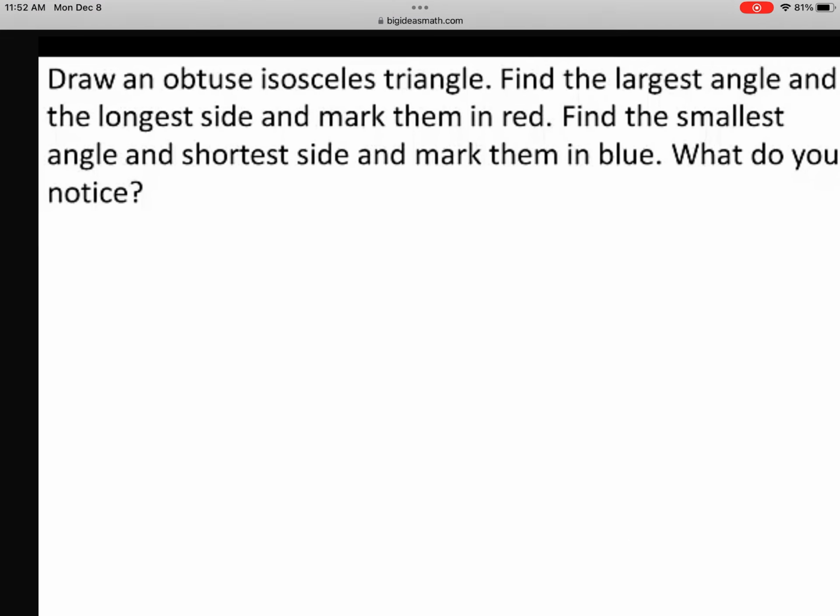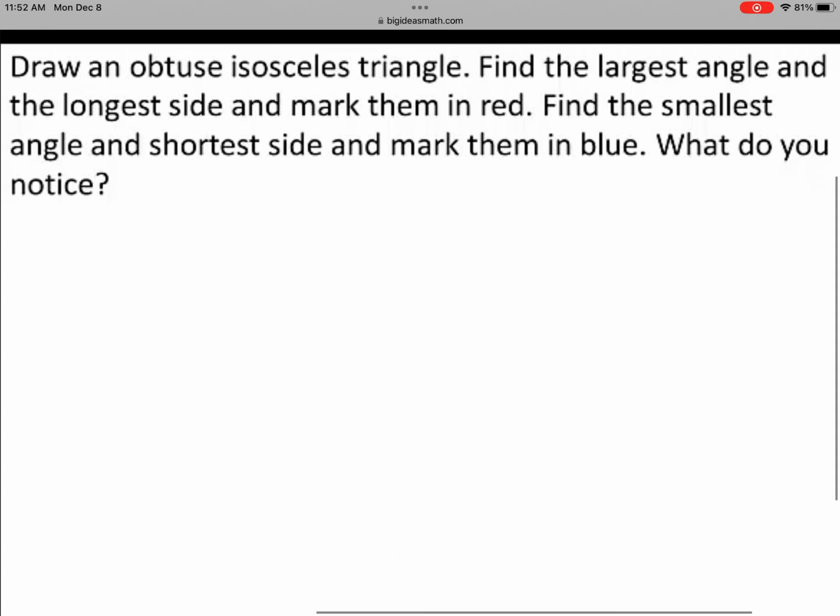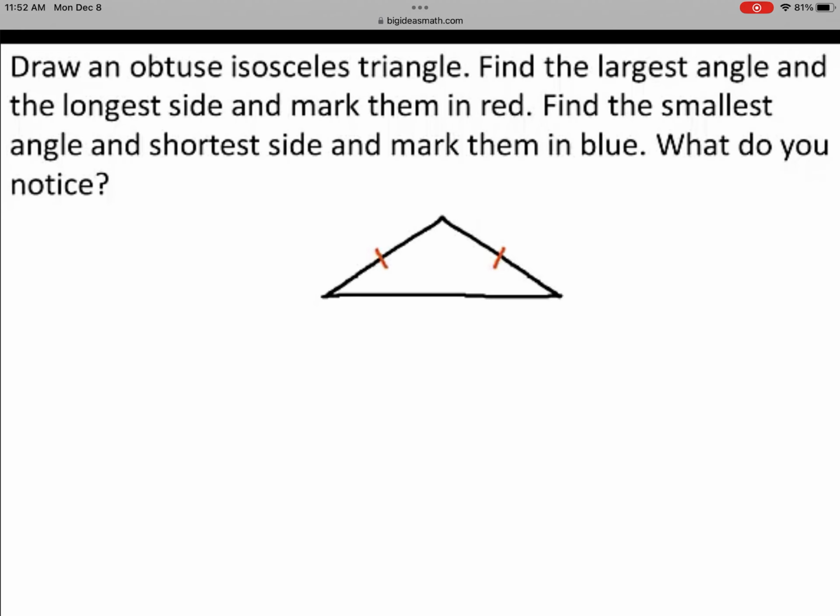Draw an obtuse isosceles triangle. Find the largest angle and the longest side and mark them in red. Find the smallest angle and the shortest side and mark them in blue. What do you notice? To draw an obtuse isosceles triangle, draw a triangle that has one obtuse angle and two congruent sides. For example, you could draw the triangle as shown.